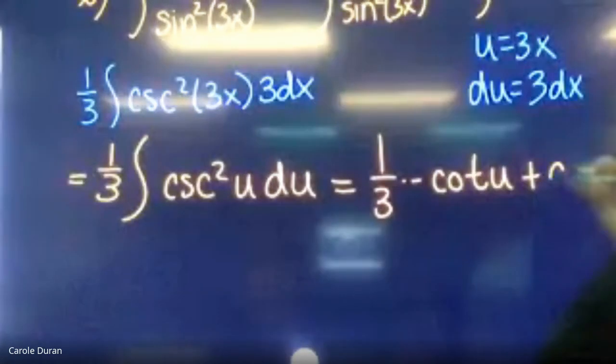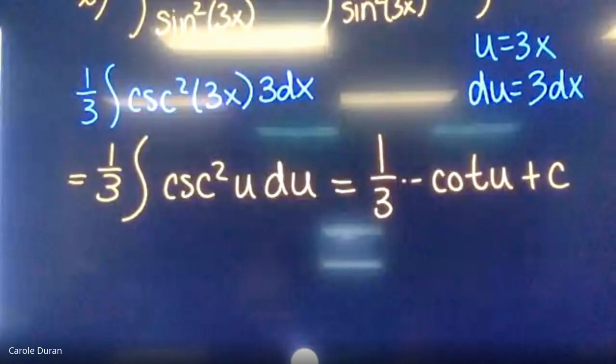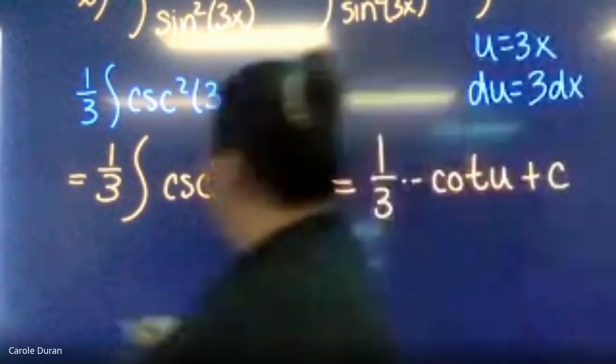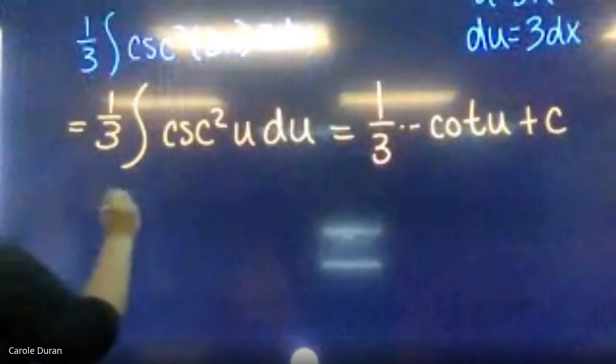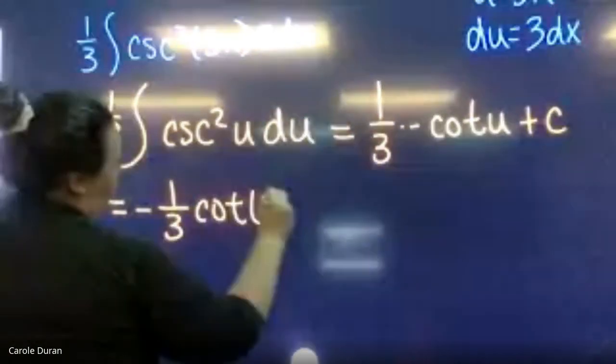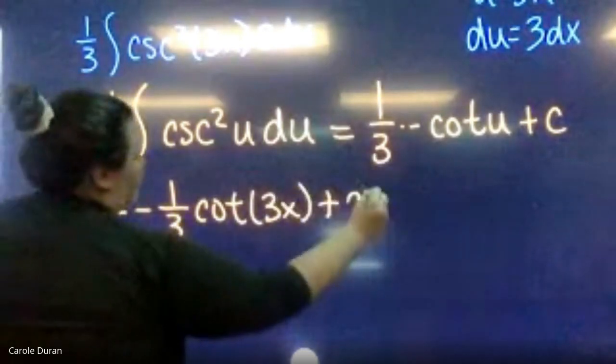Why was it negative cotangent and not positive cotangent? Because the derivative of cotangent gives me negative cosecant squared. I had a positive cosecant squared, so the negative had to cancel out. And now I can do what? Put my u back in. So this is negative 1/3 cotangent of 3x plus c.